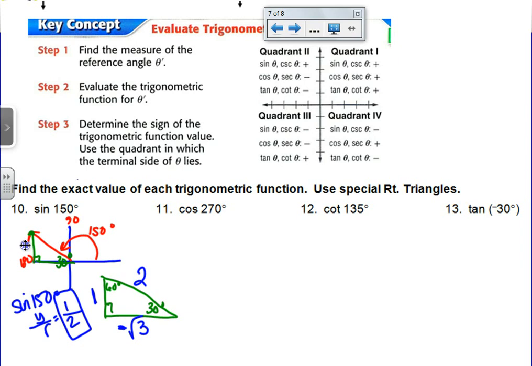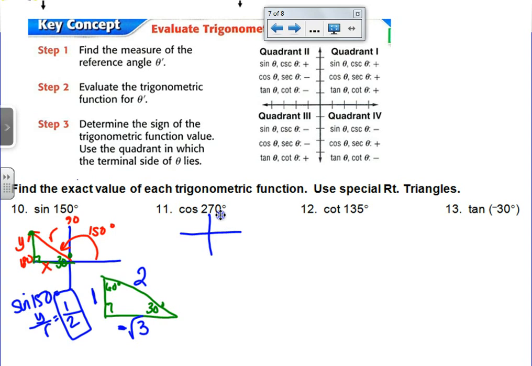Okay, do you guys notice that in the triangle, this would be the y value, this would be the x value, and this would be the r value. It's just like the coordinate plane. The same rules that apply to the coordinate plane are going to apply to this unit circle. Okay. I wish I had more space. I need to write bigger. Okay, 270.